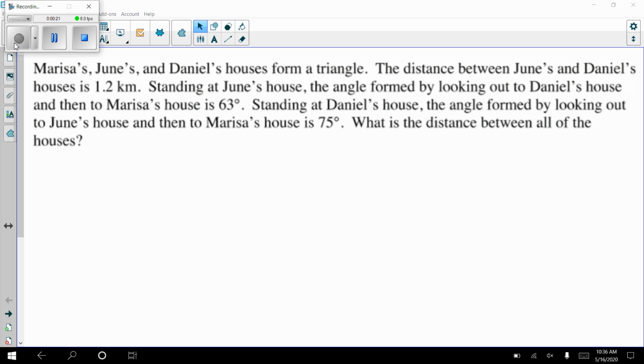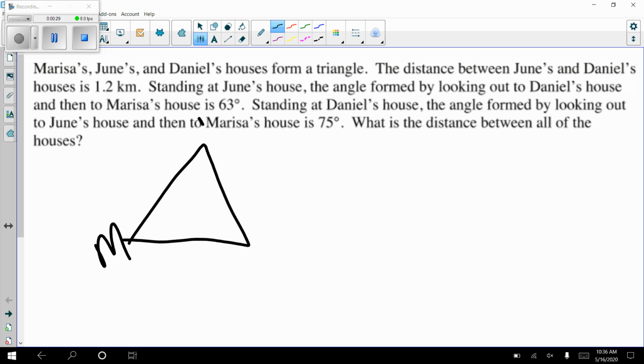So Marissa's, June's, and Daniel's houses form a triangle. Let's just draw here, maybe. There we go. So we got Marissa, we got June, we got Daniel, right? Distance between June and Daniel's house, June and Daniel was 1.2. Standing at June's house, the angle formed by looking out to Daniel's house and then to Marissa's house.